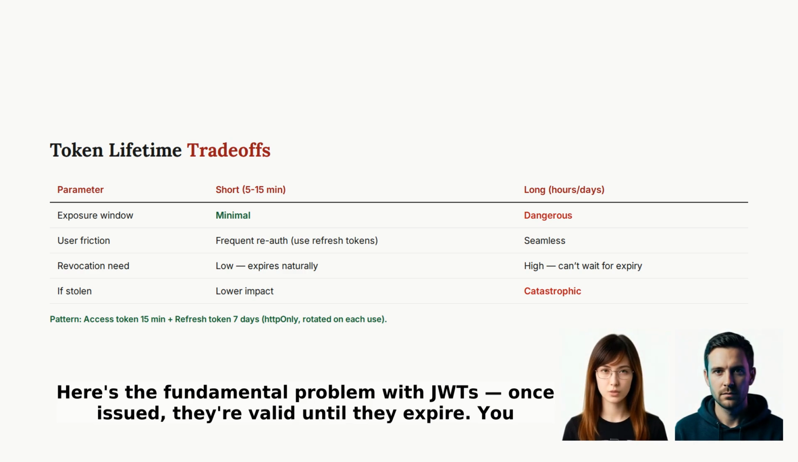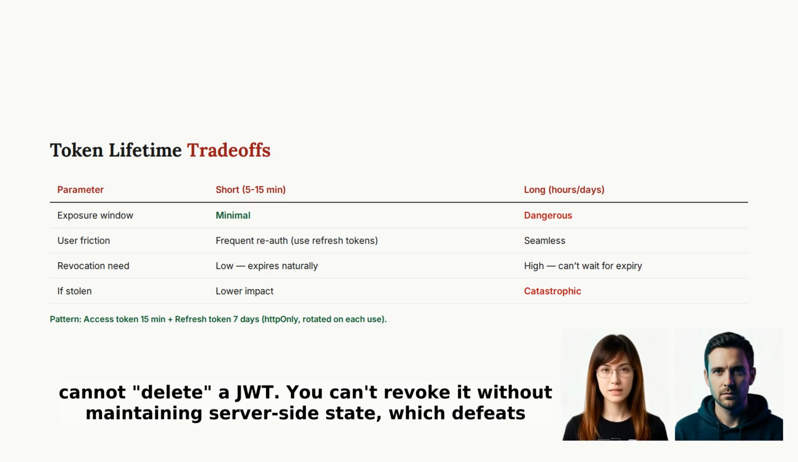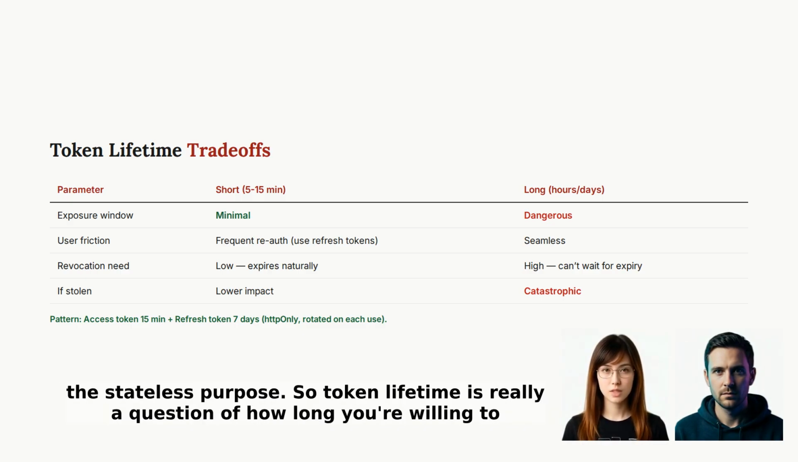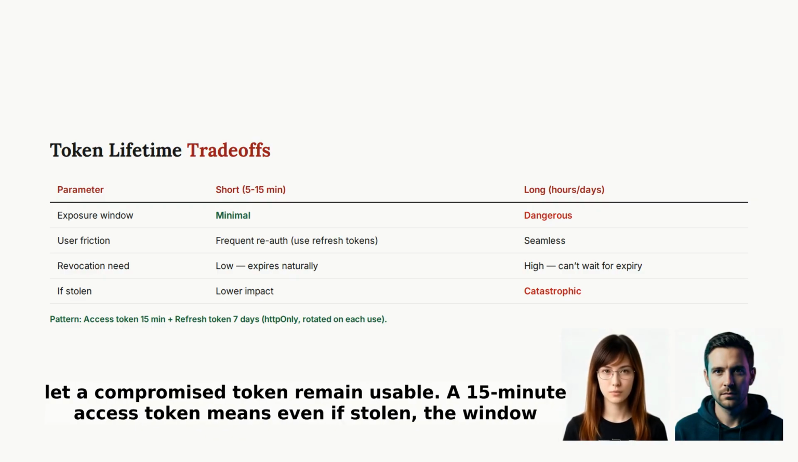Here's the fundamental problem with JWTs. Once issued, they're valid until they expire. You cannot delete a JWT. You can't revoke it without maintaining server-side state, which defeats the stateless purpose. So token lifetime is really a question of how long you're willing to let a compromised token remain usable.